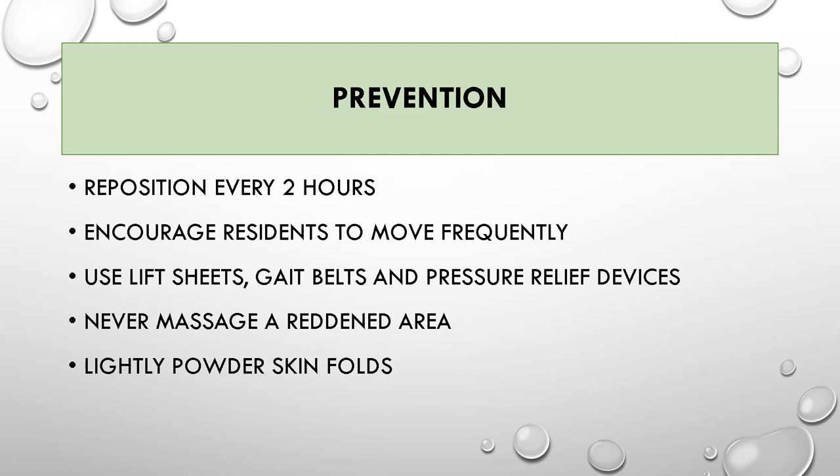Other prevention strategies include repositioning every 2 hours for residents that are unable to position themselves. Check the care plan for what is required for each resident. Encourage residents to move more frequently if able, especially during the afternoon between activities. Lift sheets will help prevent shearing. Gait belts will prevent staff from pulling on arms and other body parts that may start to have pressure injuries. Pressure relief devices will aid in cushioning the body.